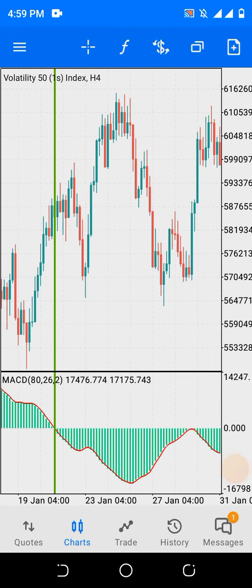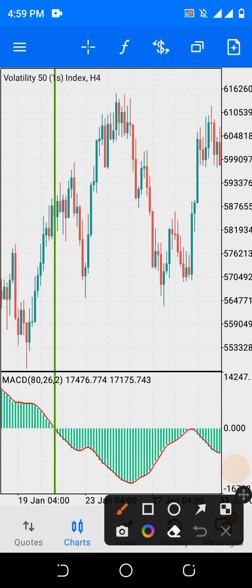Now when you see the crossing occur here on the 4-hour time frame, that is the higher time frame, and you discover that the crossing occurs here, this signifies an uptrend. So you don't make your entry from this point, because this is a higher time frame.